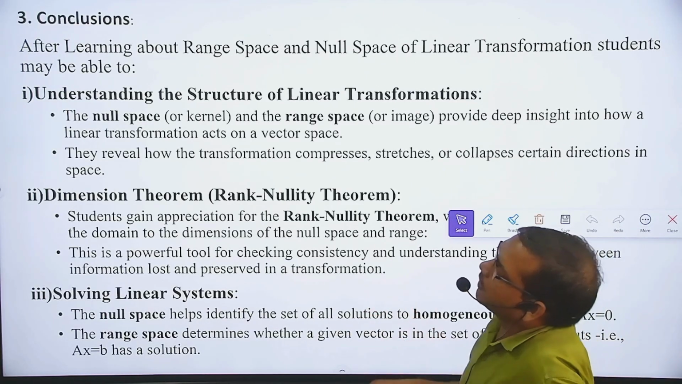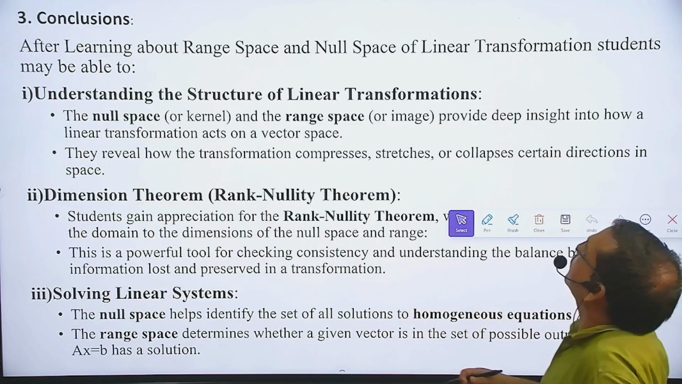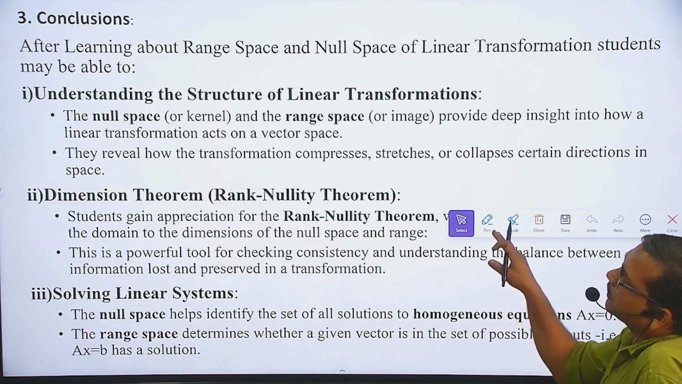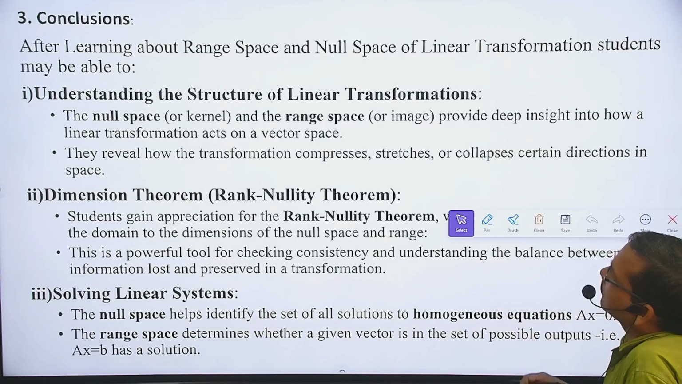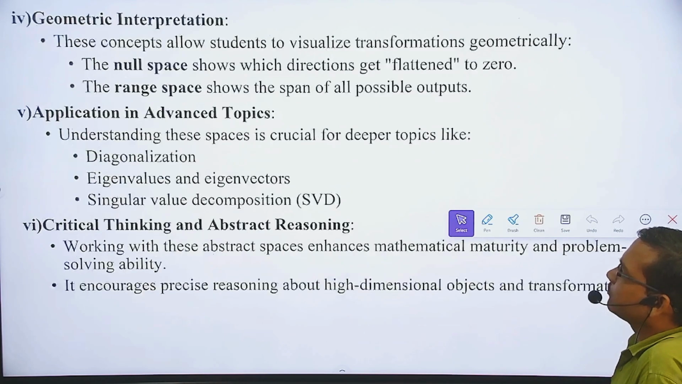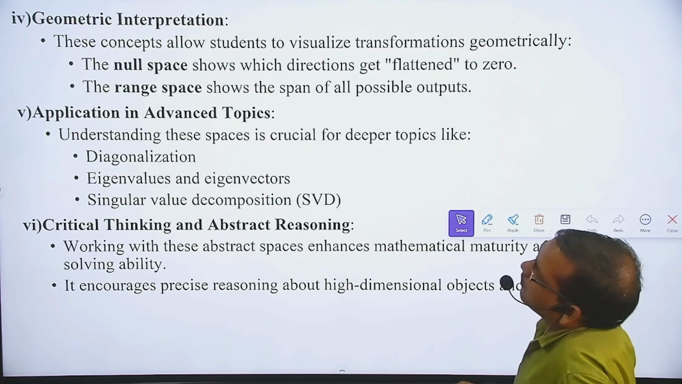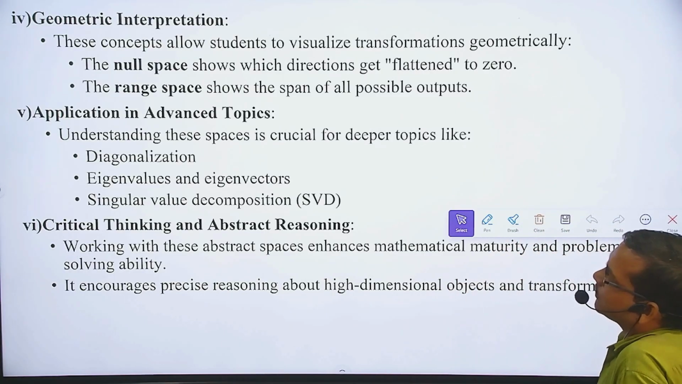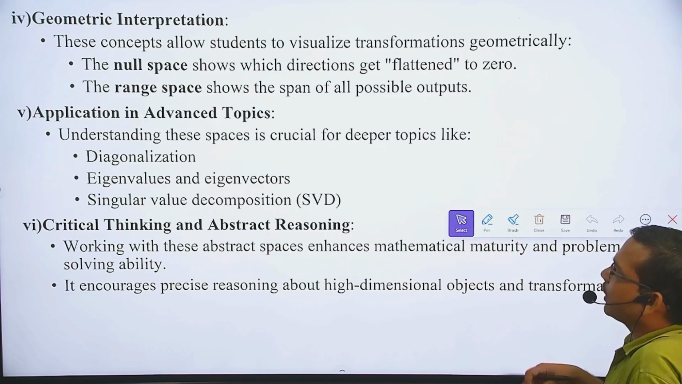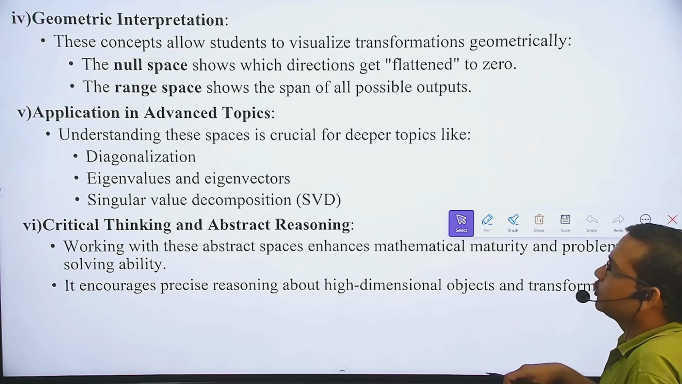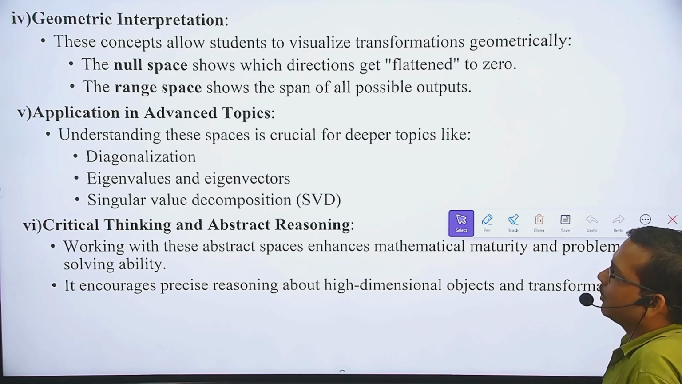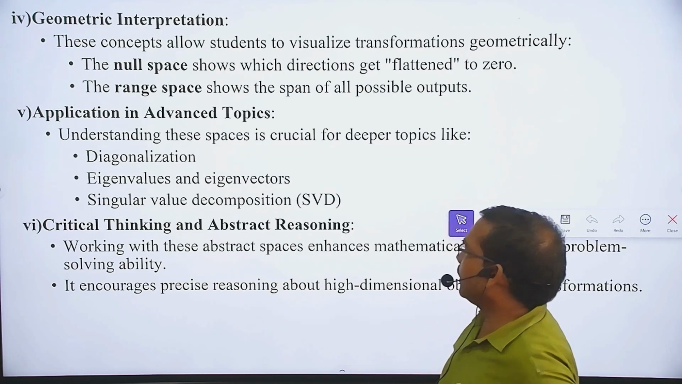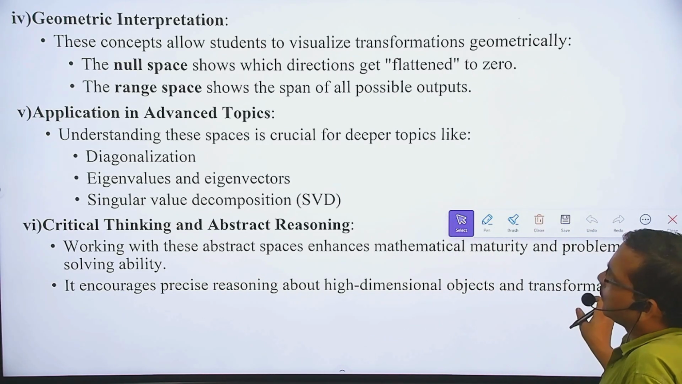Conclusion: after learning about the range space, null space and linear transformation, students should be able to understand the structure of linear transformations and the dimension theorem, the geometrical interpretation of the graphs, applications in advanced topics such as diagonalization, eigenvalues, eigenvectors, and singular value decomposition, and enhance their critical thinking and abstract reasoning.